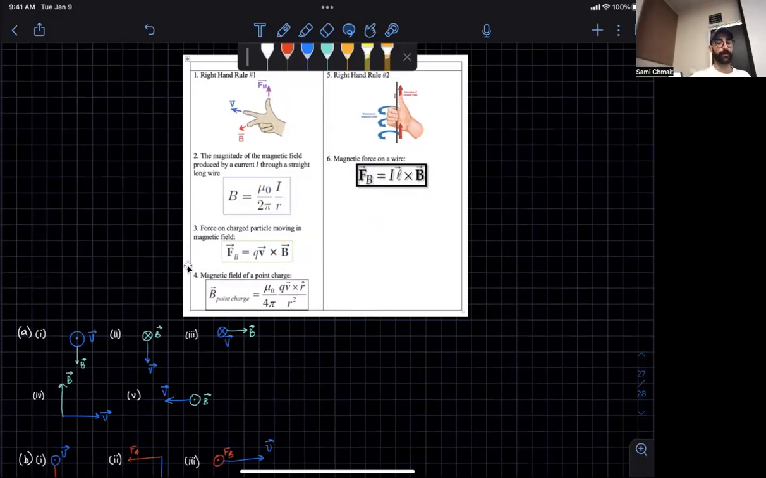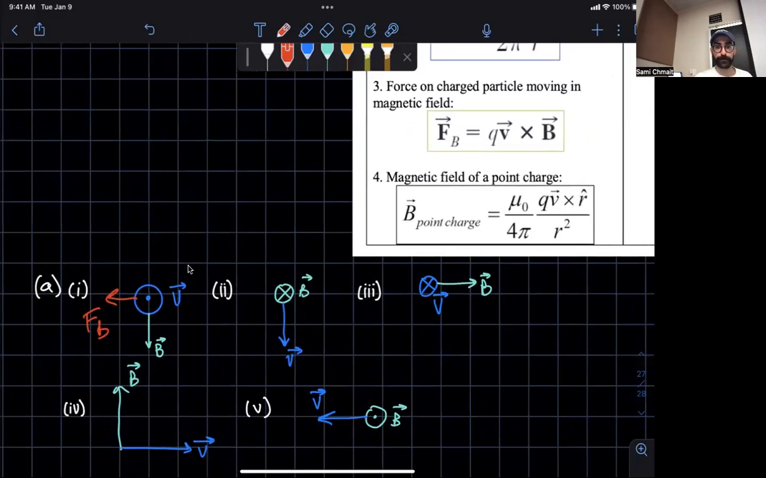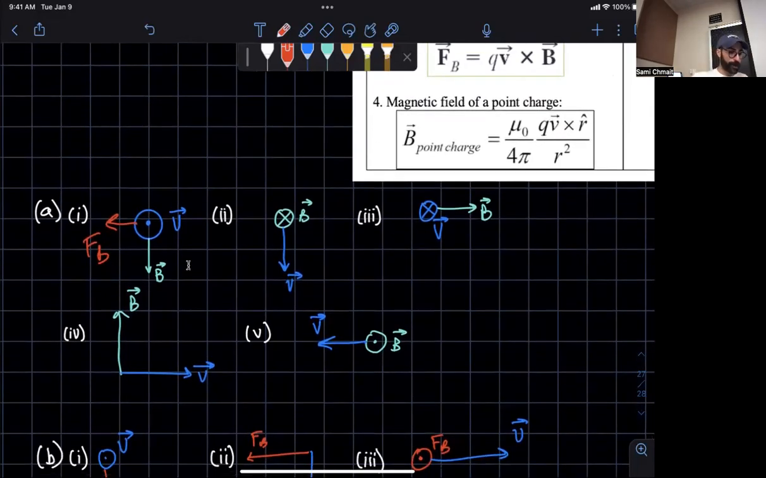Okay, so I start with my pointer finger in the direction of the velocity, middle finger in the direction of the B field, and then my thumb tells me the direction of the force. But remember, we're dealing with a negative charge here. So when I set it up as such, I see I'm pointing to the right with my thumb, but because it's a negative charge, it's actually going to the left. So I'll draw FB going leftward. Again, pointer finger in the direction of the velocity, middle finger goes into the page because cross means into the page. My thumb is pointing right, so it's actually going left again.